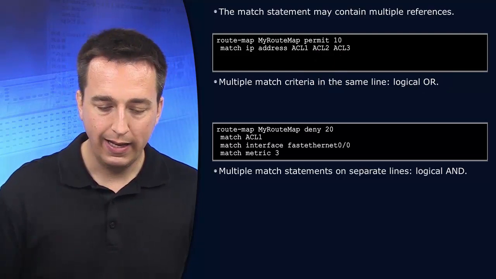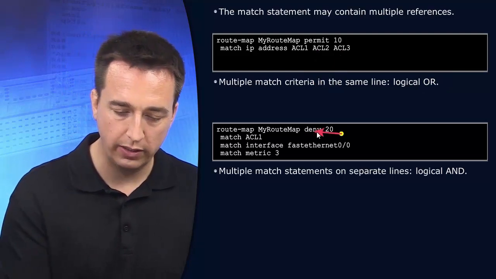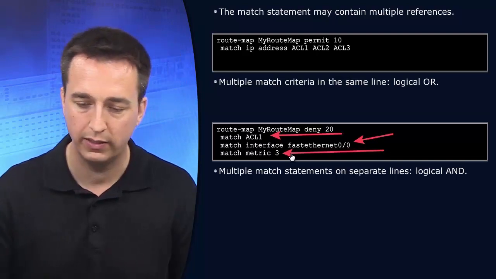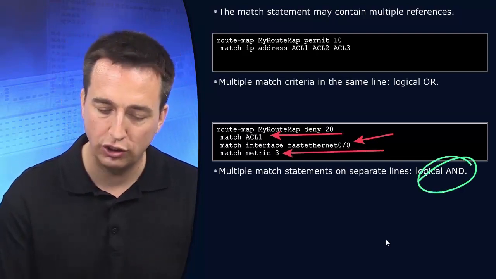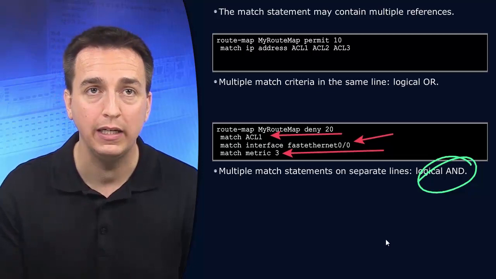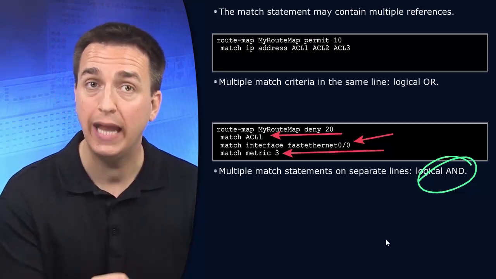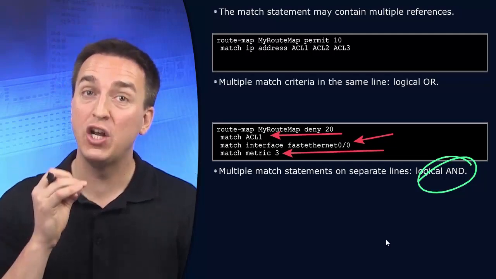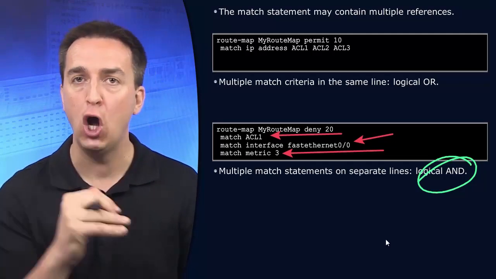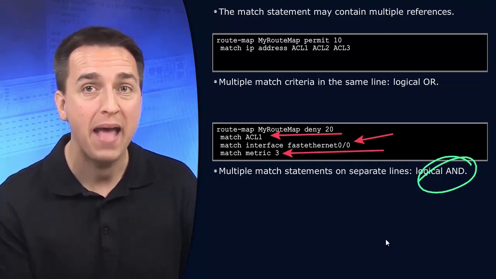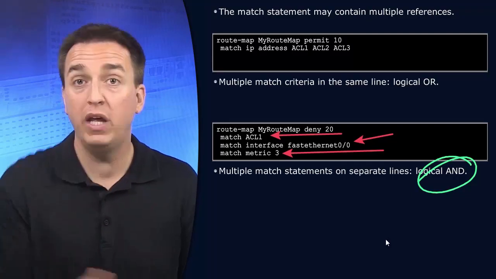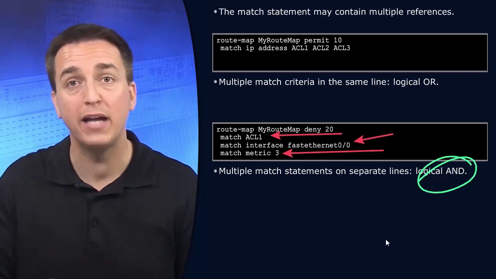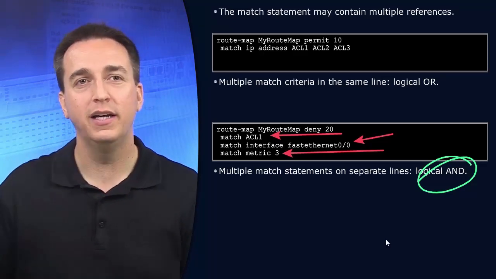However, if you have multiple match conditions and they're all separate from each other inside the same sequence, it's treated as a logical AND, which means match this ACL, match this interface, match this metric. If all 3 of these do not match, then we don't match this sequence number of 20. You would have to match all 3 of those in order to qualify.